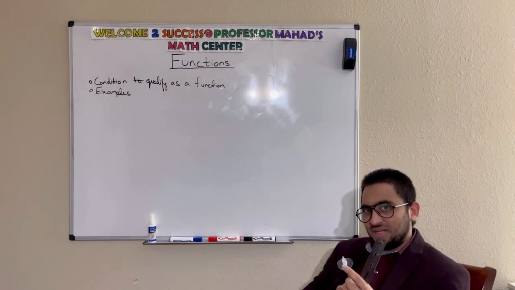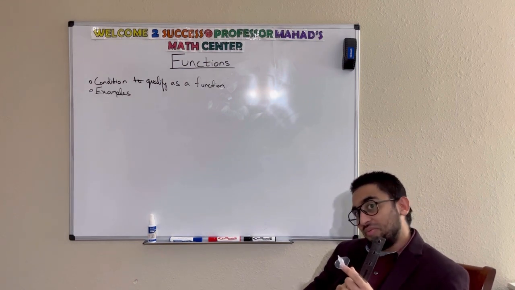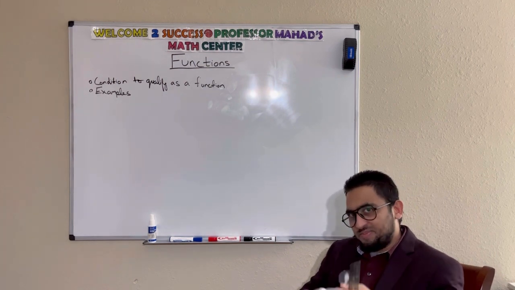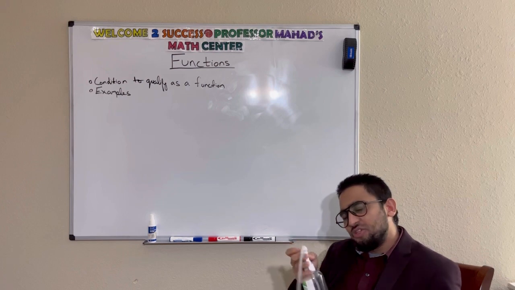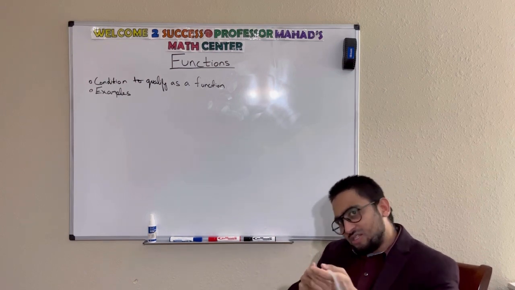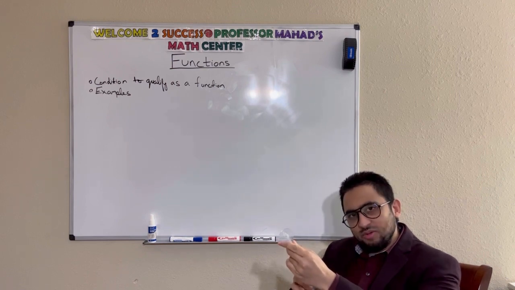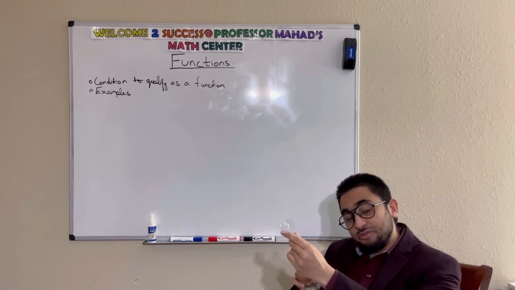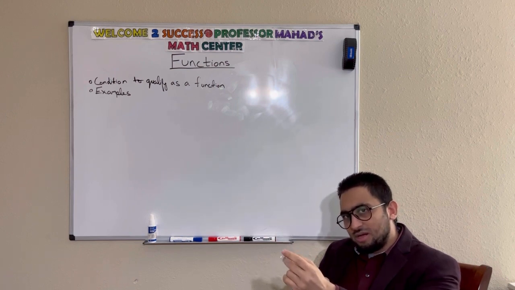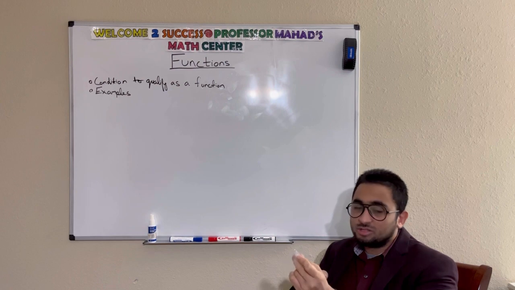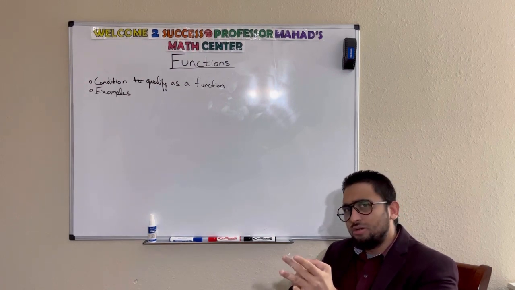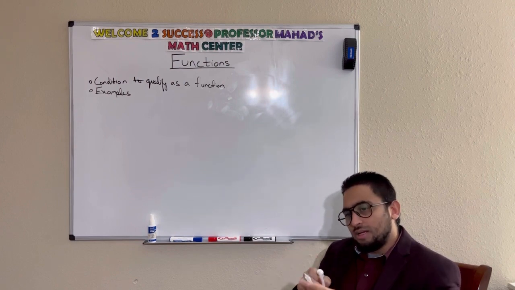So, as you see on the board, functions. Let me ask you this. What is the function of this spray bottle? Let's analyze. When you press the trigger with a certain amount of force, you get water. Like in this case, it's not splashing. You get water with a certain pressure as an output, right?